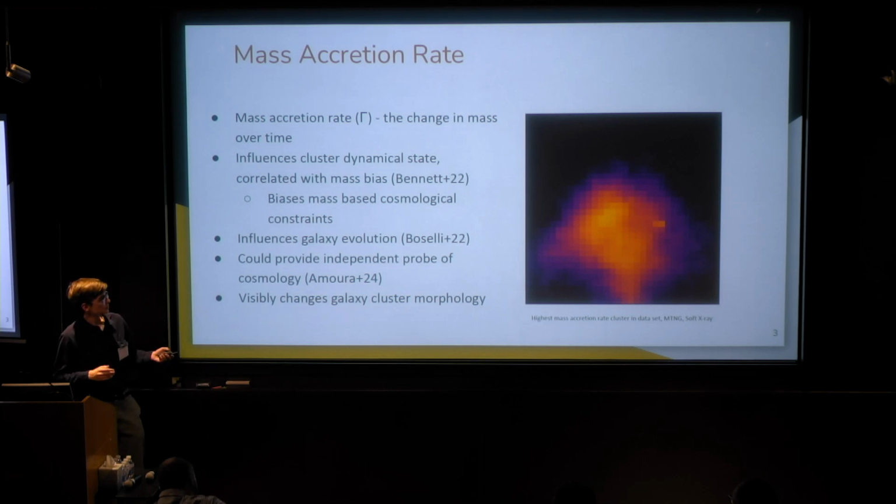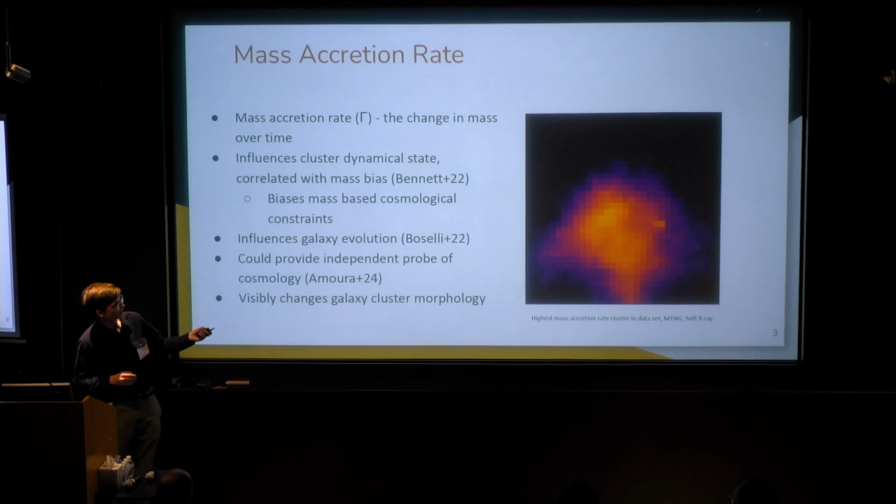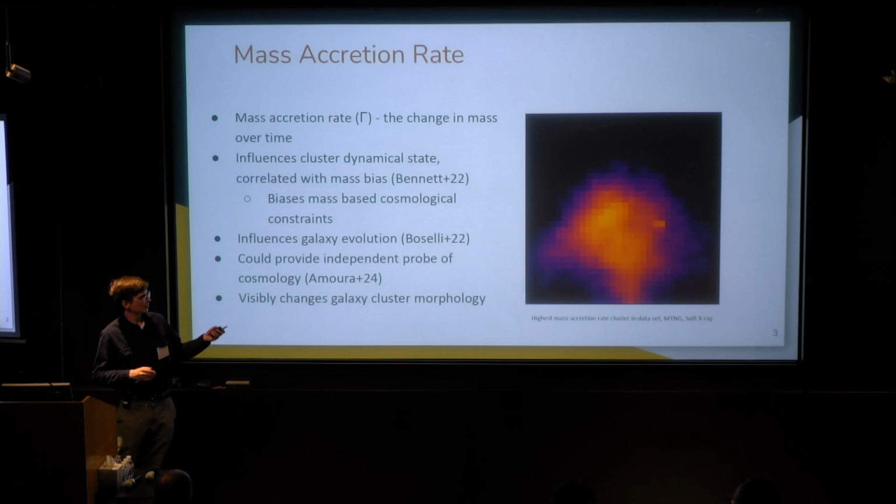And this disturbance is visible. So in this image that's very low resolution and also normalized, I'm showing the highest mass accreting cluster in the MTNG data set in soft X-ray. And you can see that it's not a nice circular galaxy cluster. Instead, it's very extended. You can also see what looks like a little bit of substructure. So it's a very disrupted object because of its high mass accretion history.